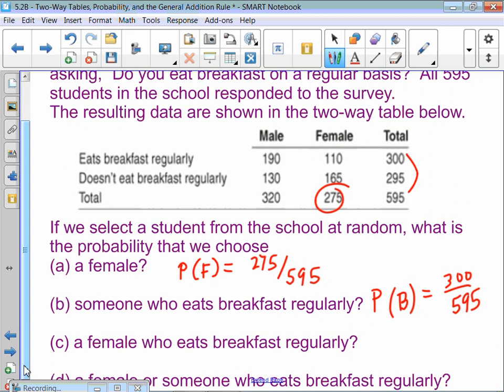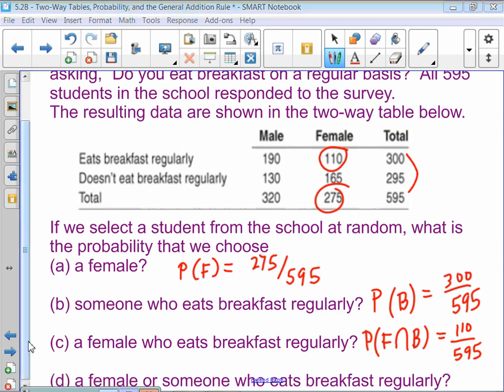All right, how about you're both a female and you eat breakfast regularly? So when you do your little probability setup, you would want to say F and B, both happening at the same time. So use the and symbol, okay? A female who eats breakfast regularly. Alexis, what do you think? I agree with you. 110, those are the females who eat breakfast regularly, out of 595. Okay, so of course now they're going to ask us both.